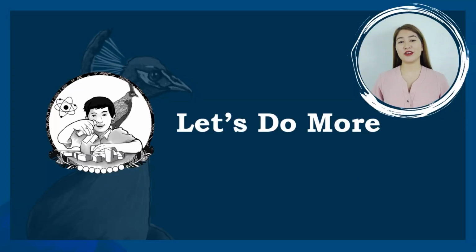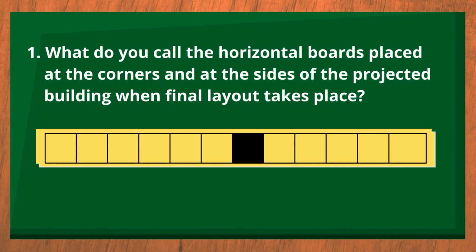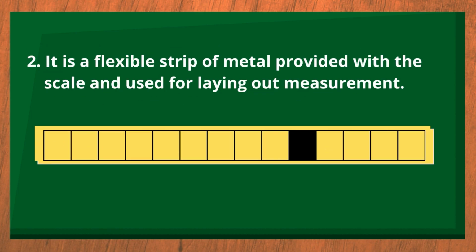Were you able to answer correctly? Let us answer more. Number 1. What do you call the horizontal boards placed at the corners and at the sides of the projected building when final layout takes place? The answer is batterboard. Number 2. It is a flexible strip of metal provided with a scale and used for laying out measurement. The answer is pull-push rule.